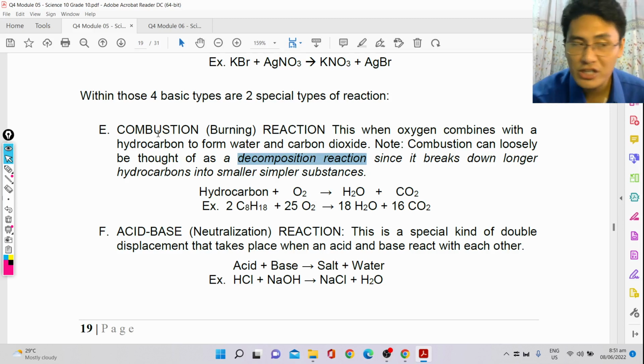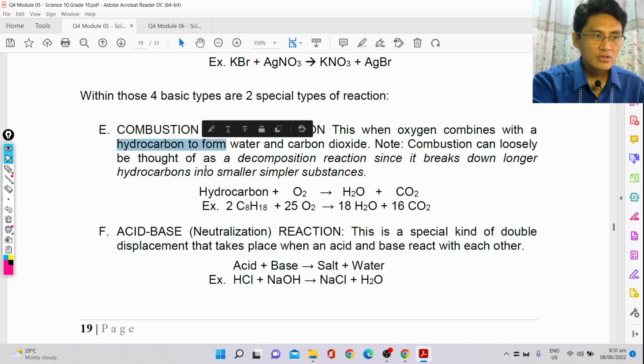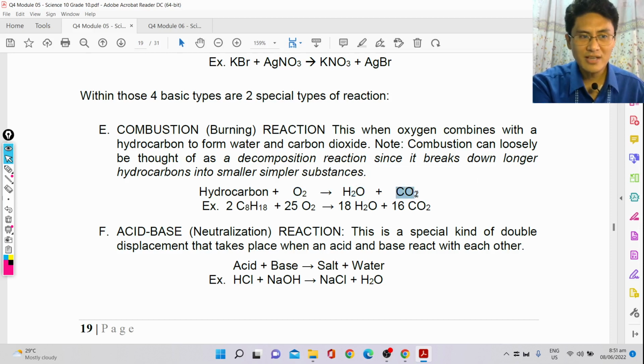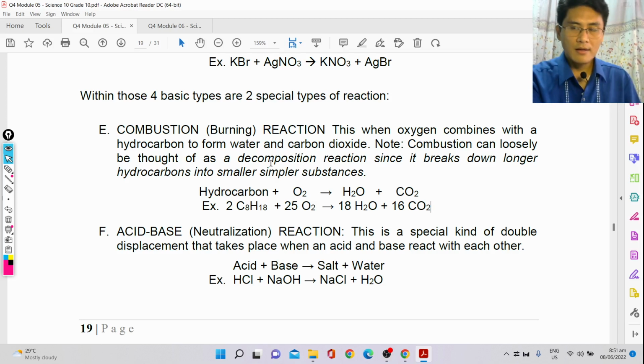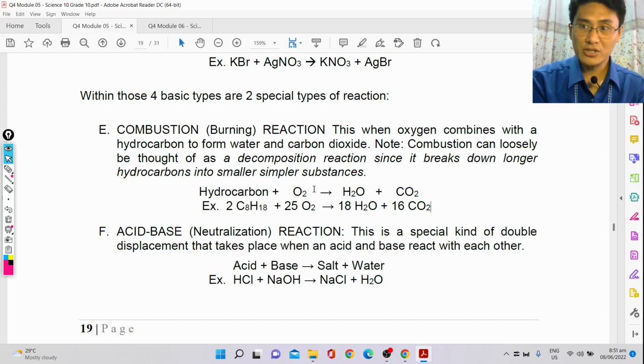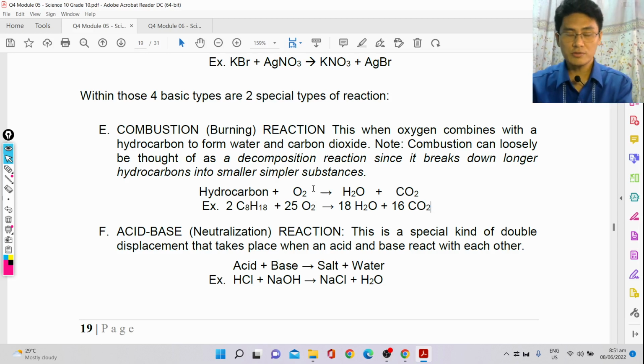combustion is like a special case of decomposition. And how special is that? It's when it involves oxygen gas and hydrocarbon. So every time you have hydrocarbon and oxygen gas, it will always form water and carbon dioxide. And that's why we name it a different name, combustion. But again, technically speaking, it is a decomposition reaction. It's just that it happens a lot that we make a specialized name for it, which is combustion. But again, it's just a decomposition reaction, bigger molecule being ripped apart into smaller molecules, so smaller substances.